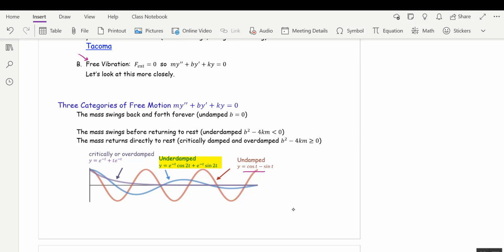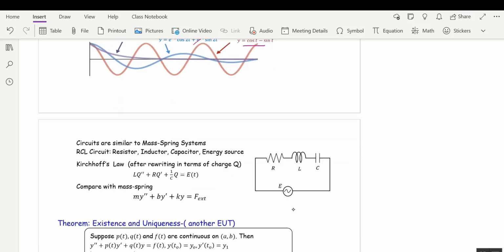Underdamped motion will have cosines and sines, but then there'll be an exponential term. And so as t goes to infinity, that exponential term is going to damp the motion because the e to the negative t is eventually going to go to zero. And so if this is a screen door, it's going to swing a few times and then stop swinging. And then critically damped or overdamped motion will have no cosine, no sine. It'll be exponential terms only.